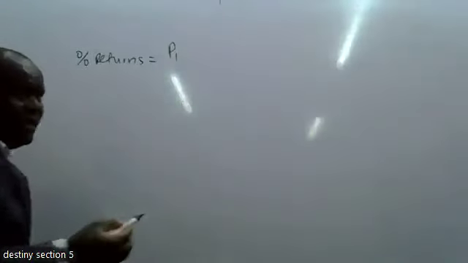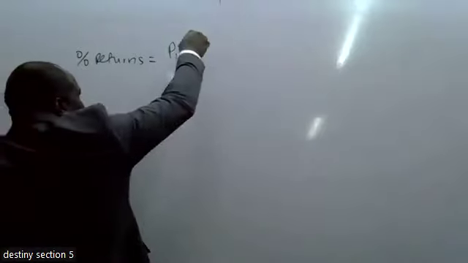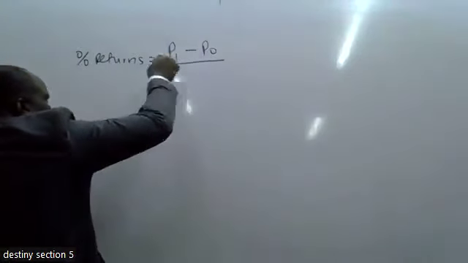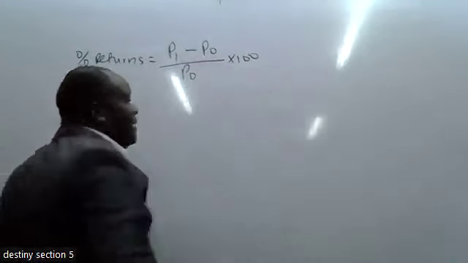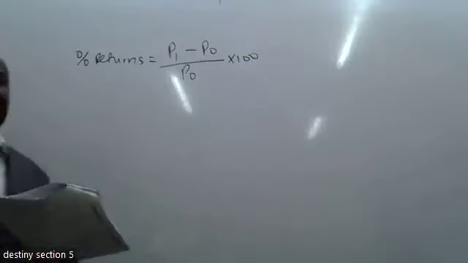For a return on the share, we normally compare the price at the end of the year and the price at the beginning. That difference is the return, but you need to show it as a percentage. So to get the percentage return, we take the price at the end of the year, which will be P1, minus the price at the beginning of the year, divide by the price at the beginning of the year, then express it as a percentage.